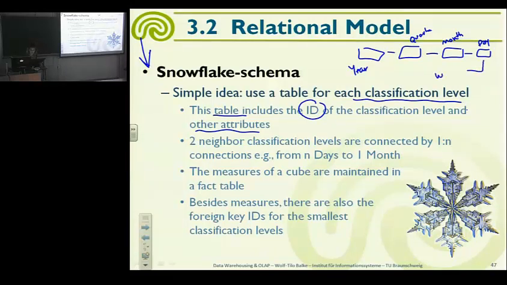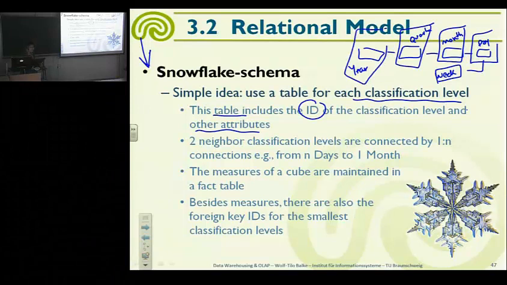And you had also something like week here. And what they do now, they build a table for each one of those. And this could be done because it was a one-to-many relationship anyway. We had this functional dependency, which meant that one day is associated with 1 month, and then every month has many days.